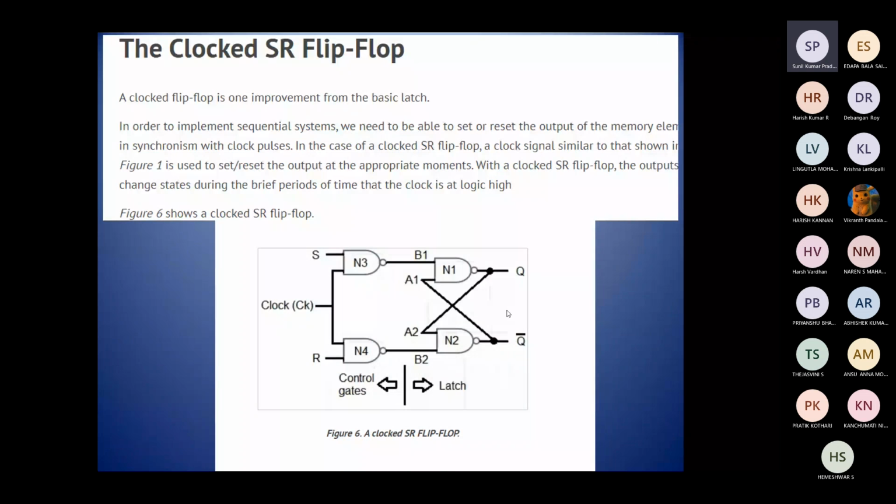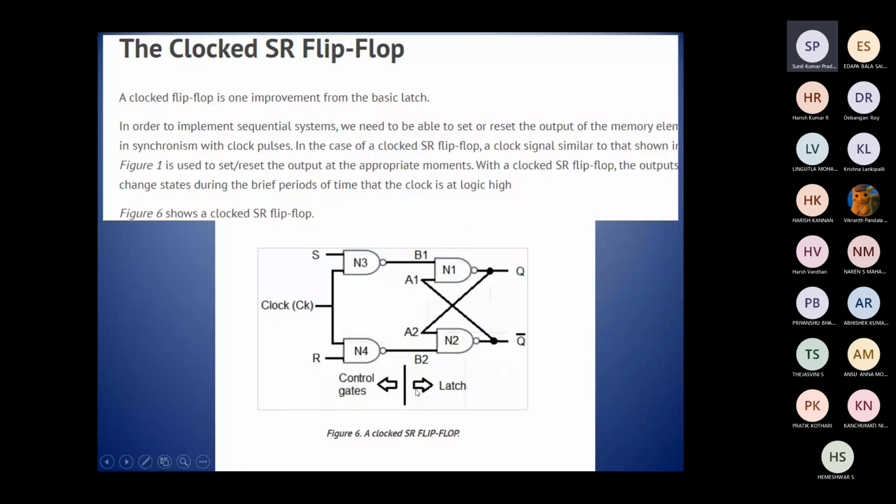Now the cross linking of the outputs of the NAND gates is done. That means the output of NAND gate N1 is given to the input of NAND gate N2, and the output of NAND gate N2 is given to the input of NAND gate N1. The inputs to N1 and N2 are designated as A1 and A2, and we get the outputs Q and Q complement. These are the control gates and the latch, and this is the clocked SR flip flop.